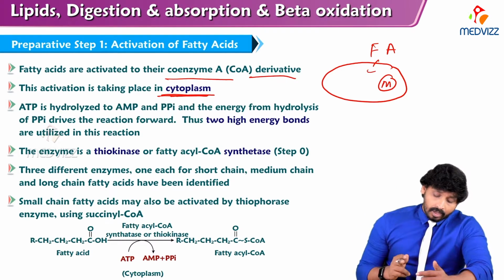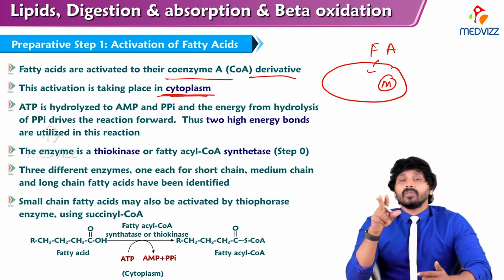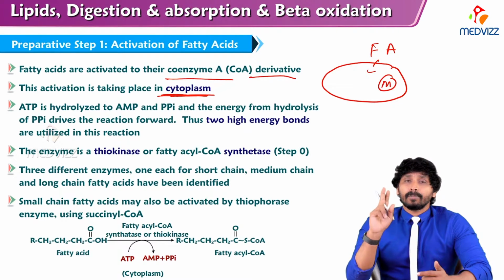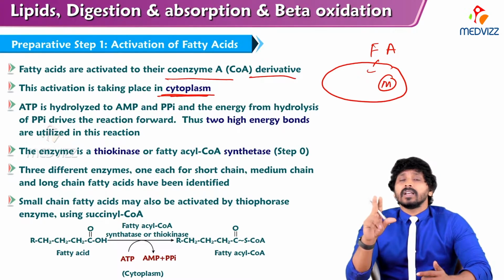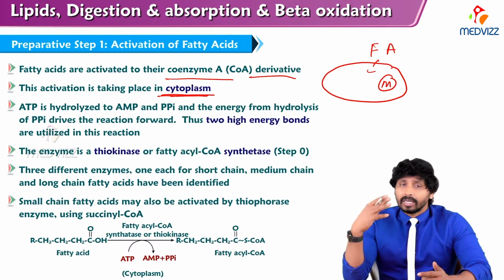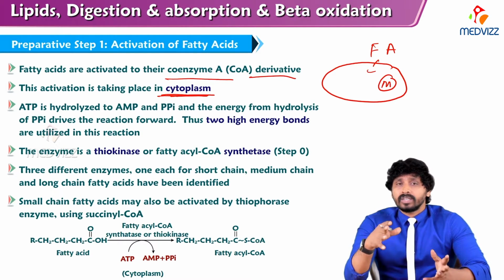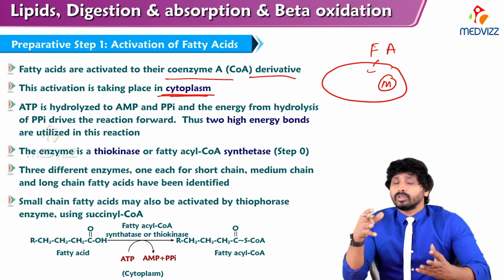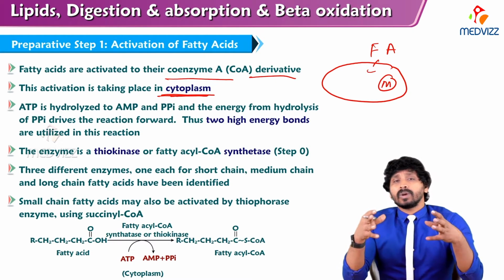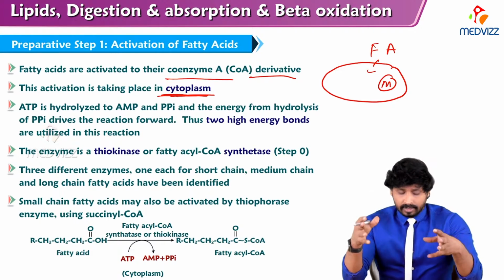Remember the difference. Beta oxidation of fatty acid in mitochondria produces a lot of acetyl-CoA, and these acetyl-CoA enter into the TCA cycle and produce a lot of reducing equivalents, and these reducing equivalents enter into the electron transport chain to provide ATP. So that's why both TCA cycle and beta oxidation take place in mitochondria. That's why mitochondria is known as the powerhouse of the cell.